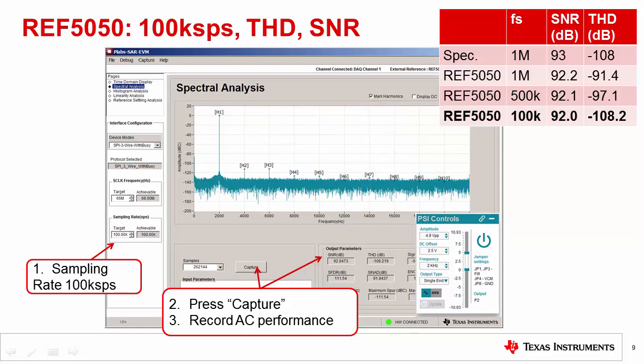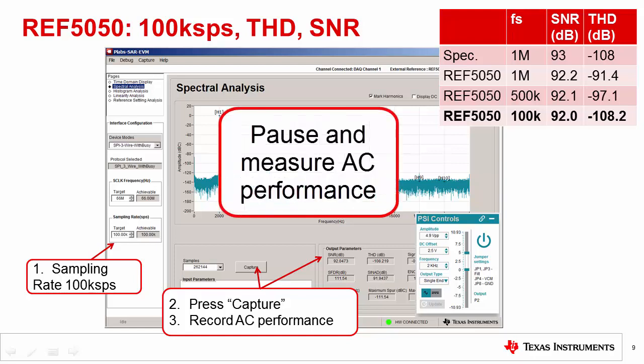Here, we will make the same measurement at a sampling rate of 100 kilosamples per second. First, change the sampling rate. Second, press Capture and record the AC performance. The AC performance here is now equivalent to the datasheet specification of negative 108 dB. Further reductions in sampling rate will have little to no effect on performance. You may pause and measure the AC performance.